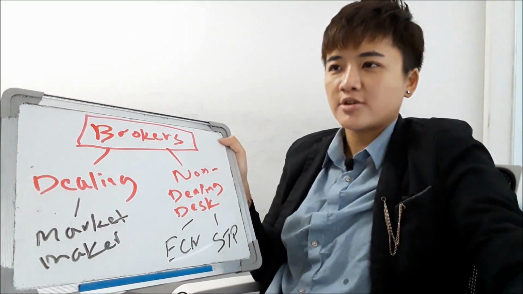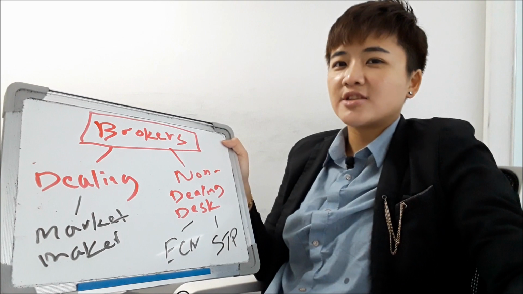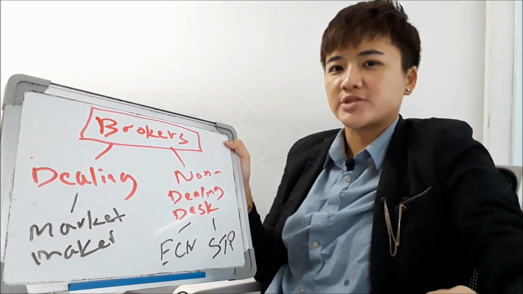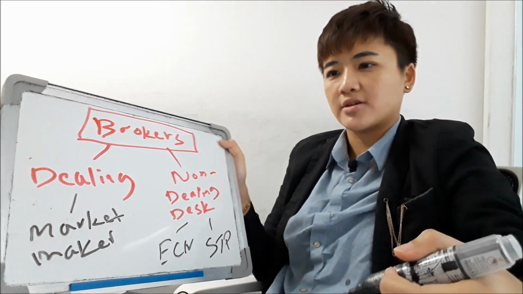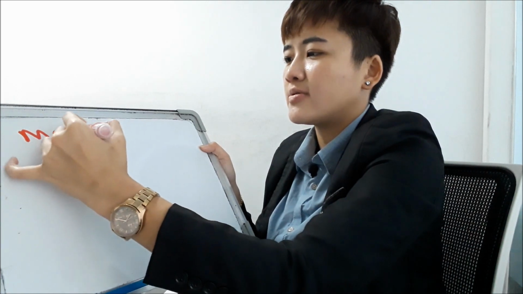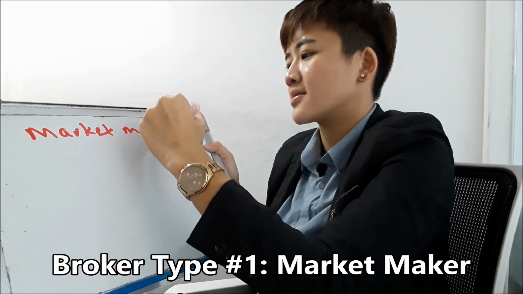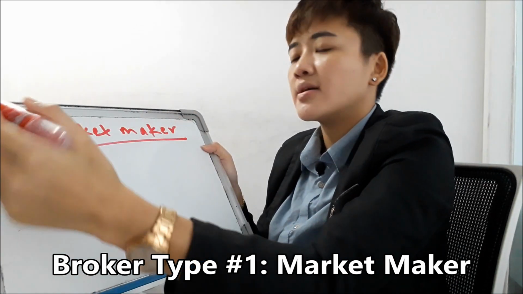ECN in long form is Electronic Communications Network, and STP is straight-through processing. Market maker is market maker. So what is the difference between these 3 types of business model? The first type, which is the most common model used by a lot of the Forex brokers out there, is the market making model. So we call them market makers.